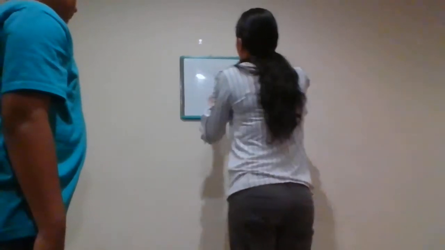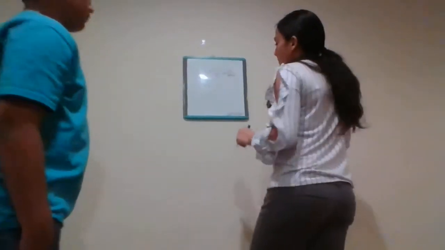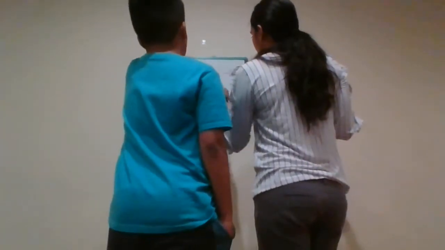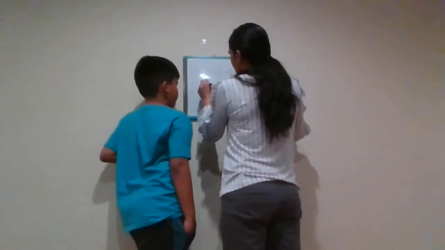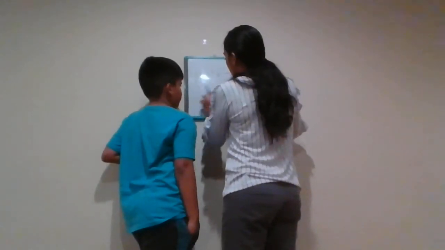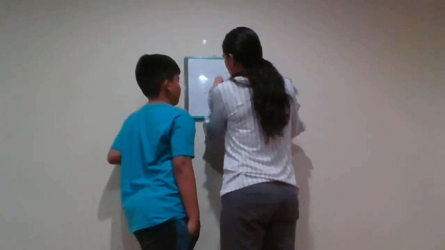Remember how last unit we learned how to reduce fractions. Can you reduce this? We get two equal fractions. So you can reduce it.